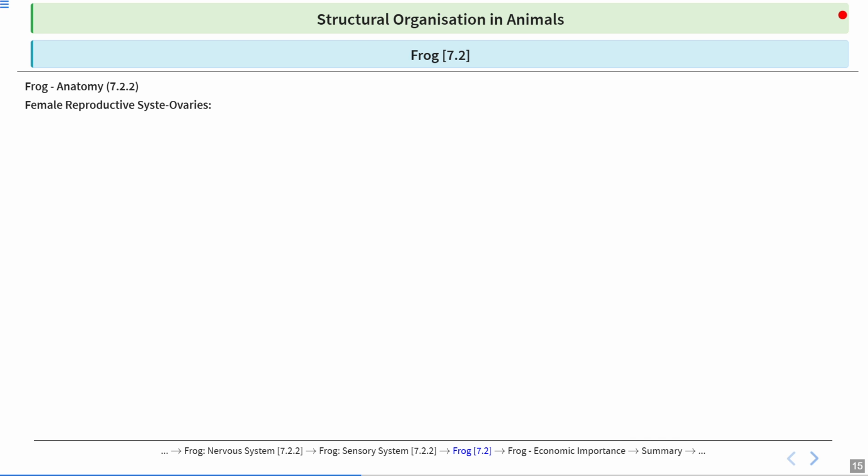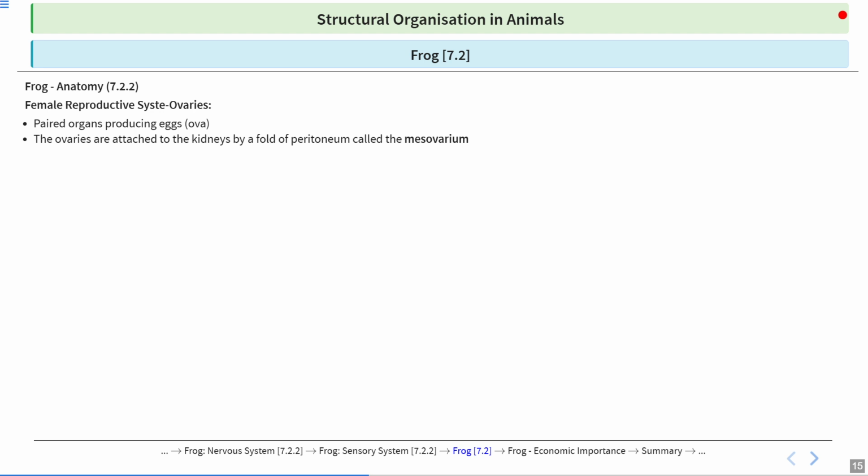Now, female reproductive organ is ovaries. Paired organ producing egg. Okay. Ovaries are the paired organ that is present in the female as a female reproductive organ, and what they produce is the female gamete that is called egg.